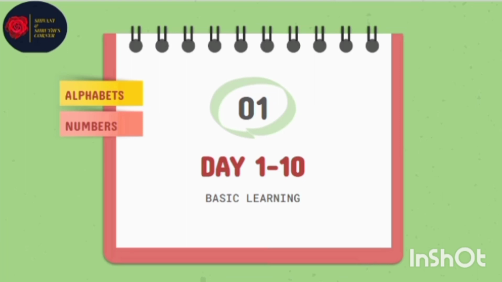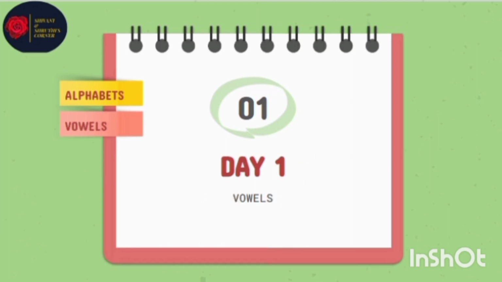So now we'll move on to the first phase, which is the phase of basic learning. So this phase will continue for 10 days, that is day 1 to day 10. Okay, so in this phase we'll be learning about alphabets and numbers. Today is day 1 and we'll be learning about vowels. So under alphabets we'll be learning about vowels. I'll give a quick introduction about the alphabets of Kannada and then we'll move on to the vowels. So vowels are called Swaragalu in Kannada.